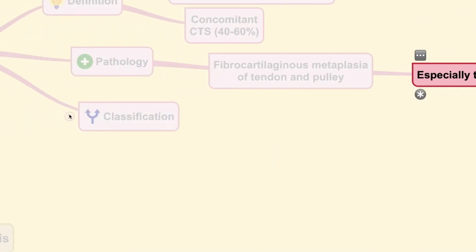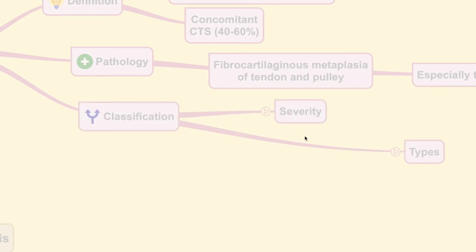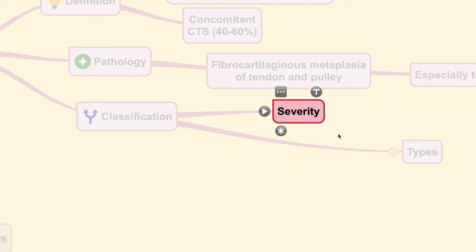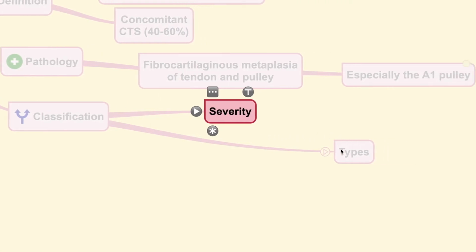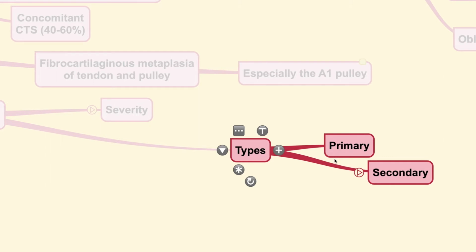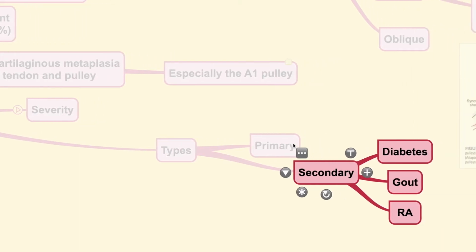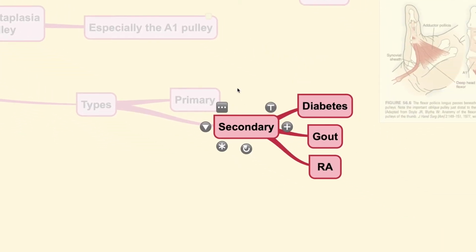And now let us go to the classification, so that we now have a common understanding of what trigger finger is. We should know what the various types of trigger finger are. As we can see here, the basic types include the primary and the secondary type. For the primary type, the trigger finger occurs without any identifiable cause, while in the secondary type we can find diabetes, gout, or sometimes even rheumatoid arthritis as the primary cause.